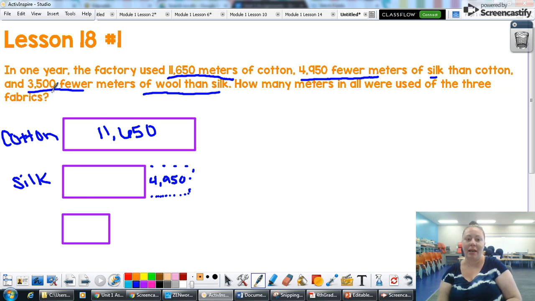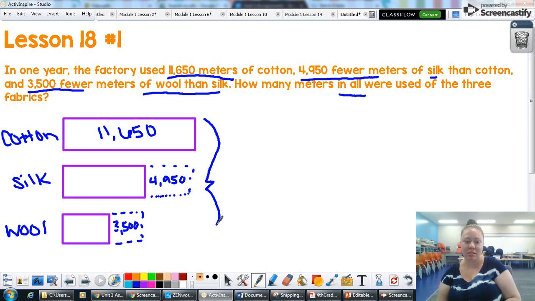Now it tells us that they used 3,500 meters fewer of wool than silk. So I'm going to take this one as wool. And I'm going to fill out this until it gets to the length of the silk. Okay, so this is 3,500, and we don't know this part yet. And the question is, how many meters were used in all three fabrics? So my question is, what is the sum of these three? We don't know that yet.